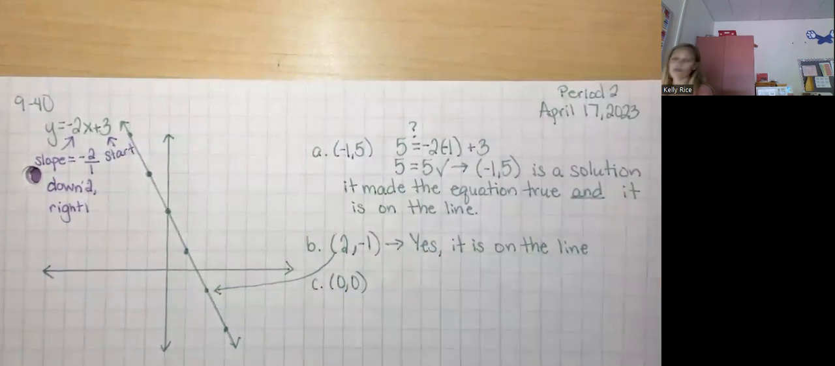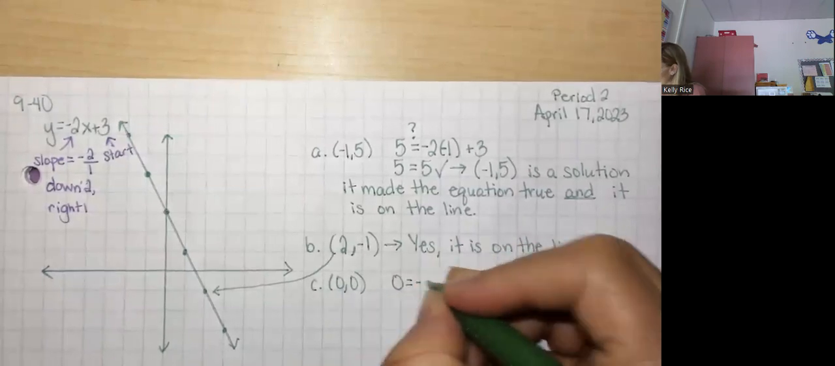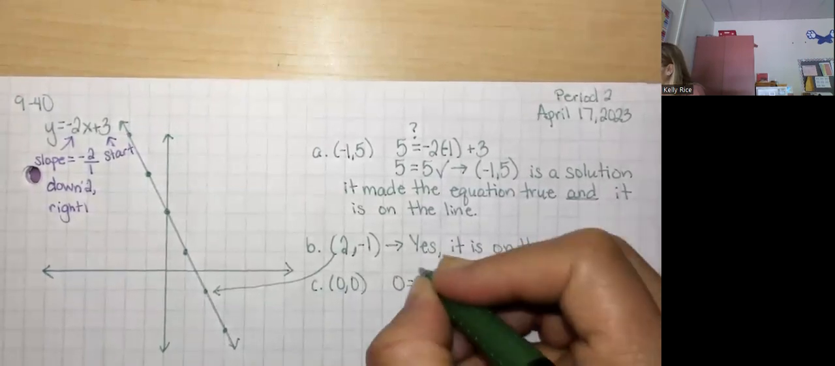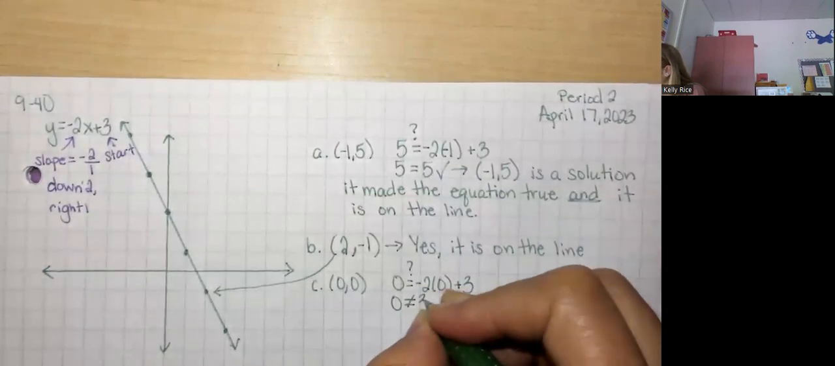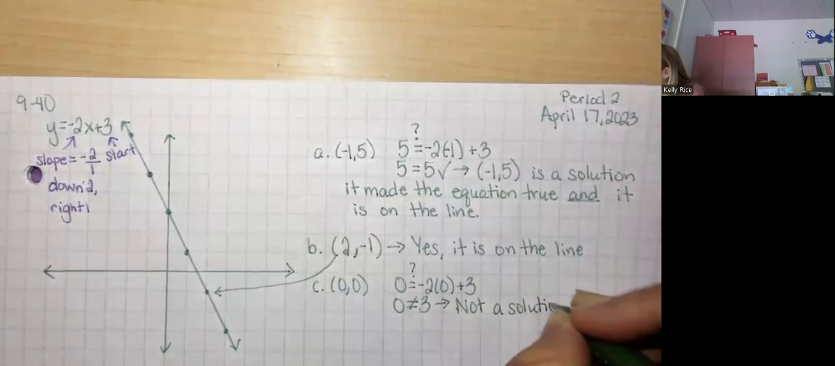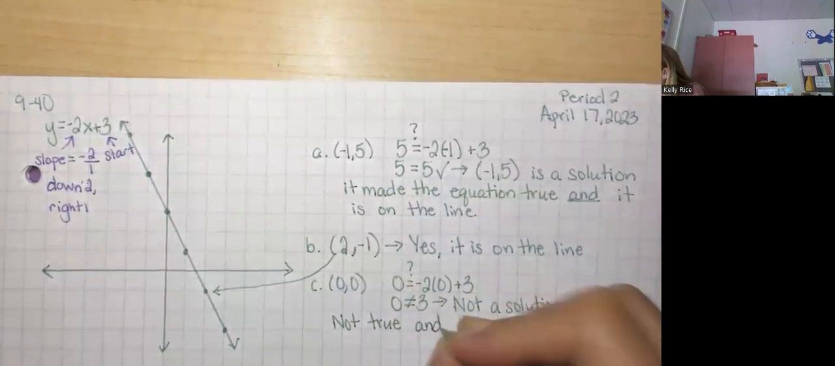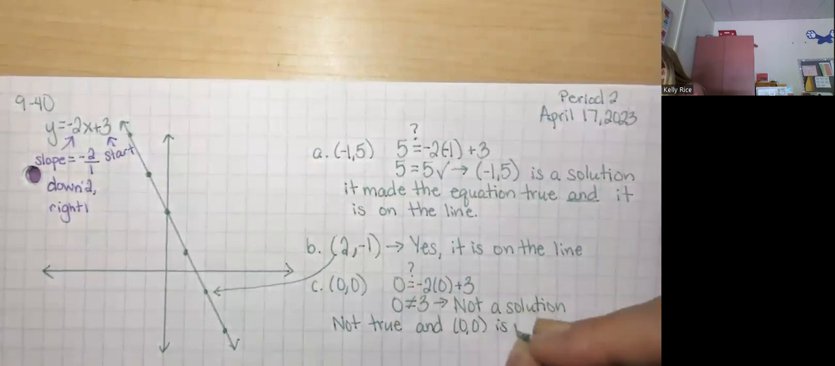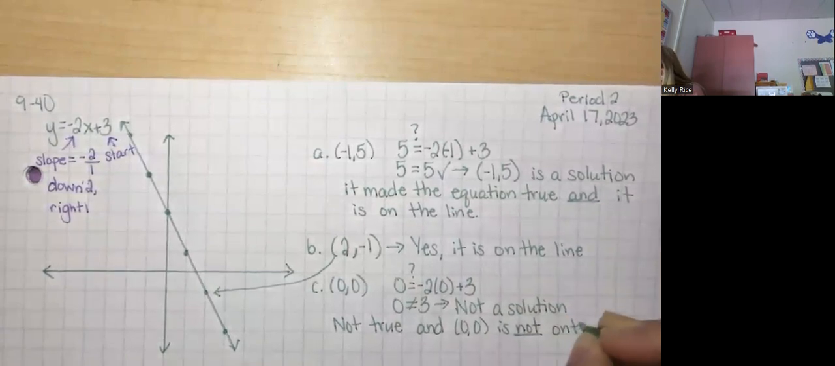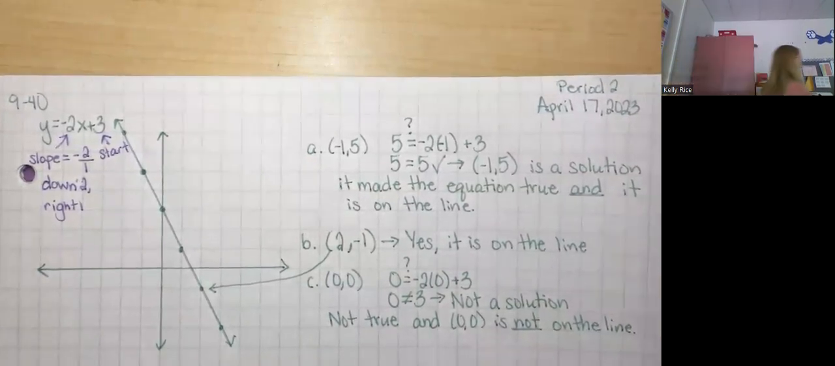And C is 0, 0. Is 0, 0 a solution? No. And I'm going to show this one algebraically just because it's false. So 0 doesn't equal 3. So it's not a solution, because it's not true. And 0, 0 is not on the line. So that's how we can tell if points are solutions to equations.